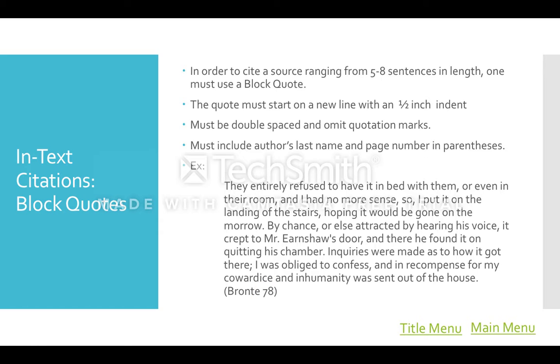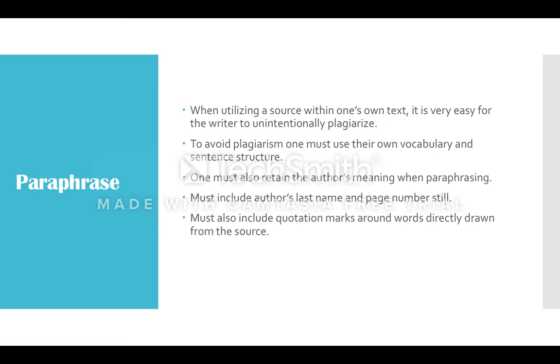Next, we will discuss paraphrasing. When using a variety of different sources, it is very easy to unintentionally plagiarize when you aren't directly citing the source. To avoid this, you can use paraphrasing. To paraphrase, you must retain the author's meaning, but utilize your own vocabulary and sentence structure. Furthermore, you must still include the author's last name and page number, as well as quotation marks around any phrases directly drawn from the source.